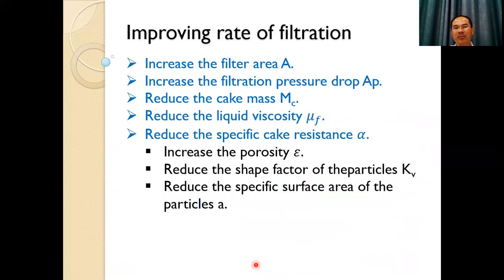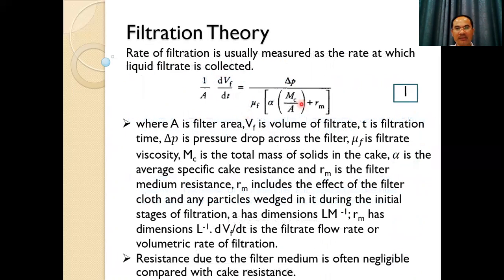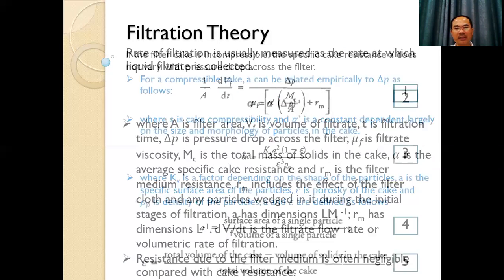Okay, how to improve the rate of filtration? If we consider the equation like this, and we would like to increase dV by dt, you can increase delta P, you can decrease Rm, you can decrease alpha, or decrease mu. These are the techniques to improve the filtration rate.